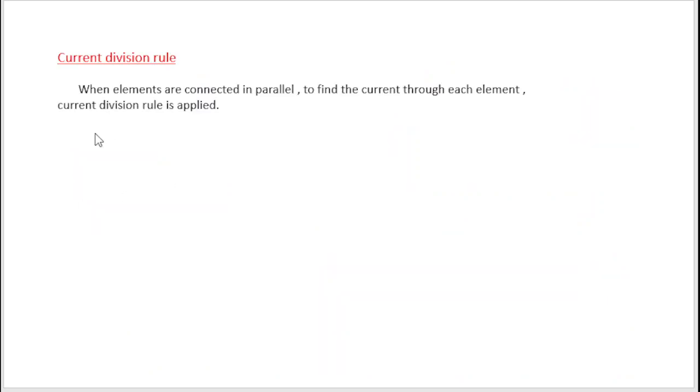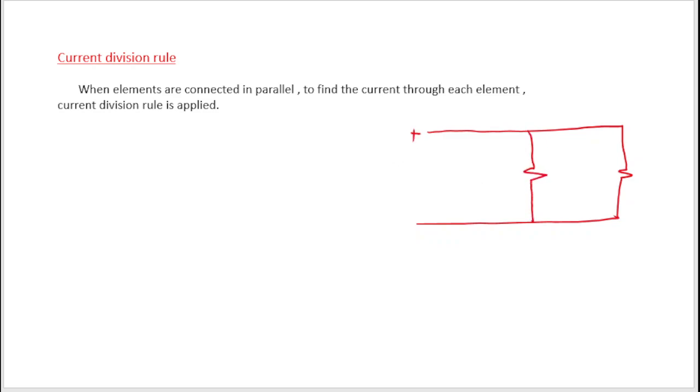Next we will see the voltage division rule. When elements are connected in parallel, to find the current through each element we apply the current division rule. That is, there are two resistors connected in parallel. Applied voltage is V, the total current is I. This is R1, this is R2, and the current through R1 is I1, current through R2 is I2. Now we have to find the currents I1 and I2 through the resistors R1 and R2.